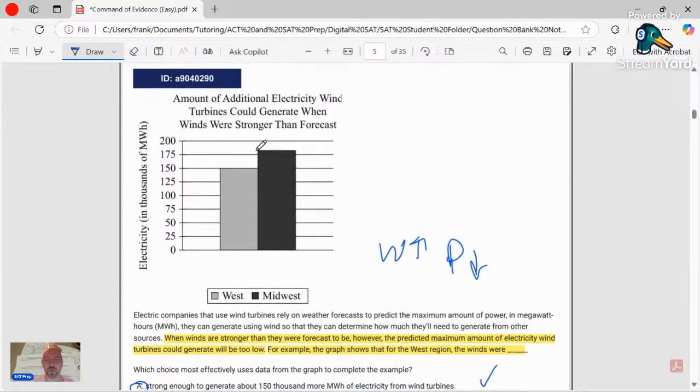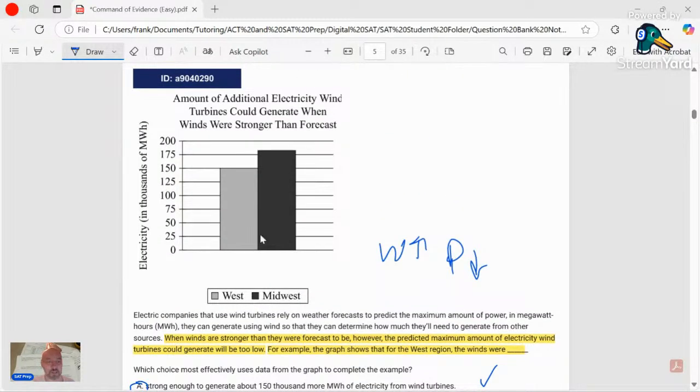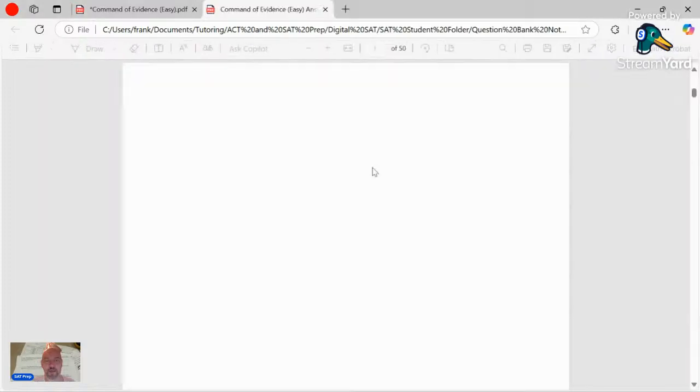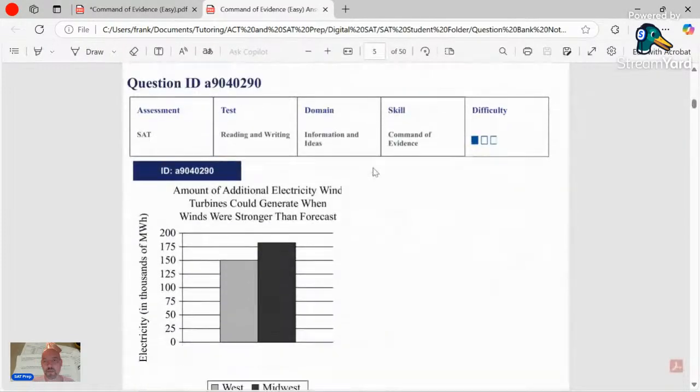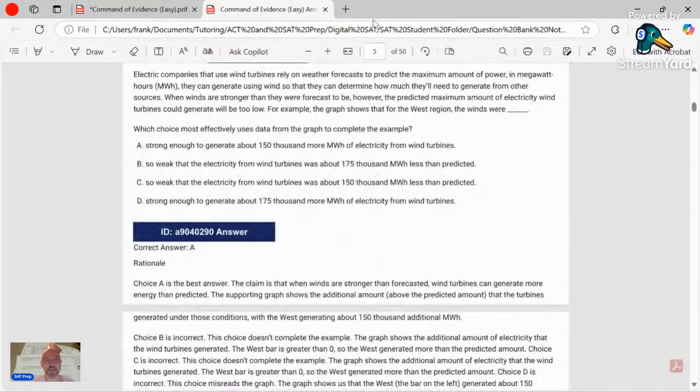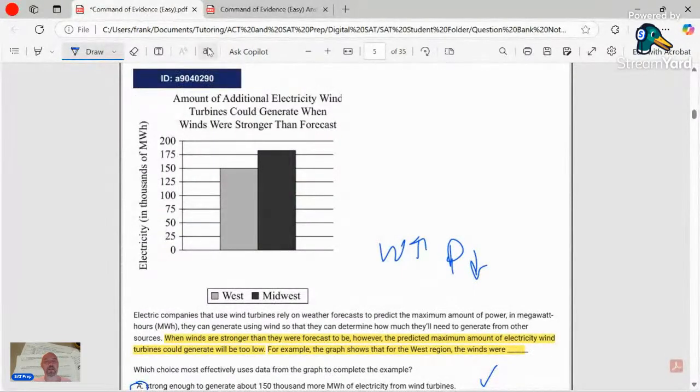So the answer to this one, which I call number 5, is A. Let me just double check it. Here's 5. They say the answer is A. So, okay, good enough.